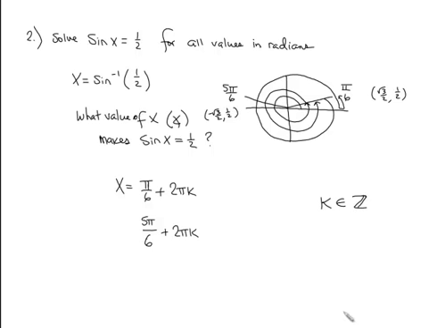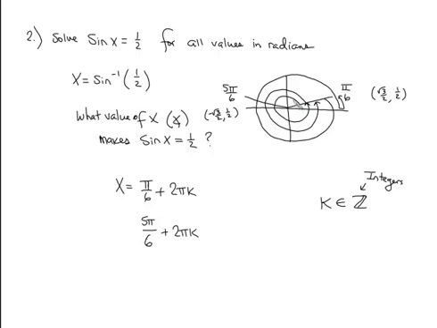Remember from the beginning of the year when we talked about those symbols. The z is the integers. Positive and negative whole numbers and 0. When k is 0, then we get pi over 6 and 5 pi over 6. When k is 1, then we get pi over 6 plus 2 pi, which is 13 pi over 6. And we get 5 pi over 6 plus 2 pi, which is 12 pi over 6 plus 5 pi over 6, 17 pi over 6.